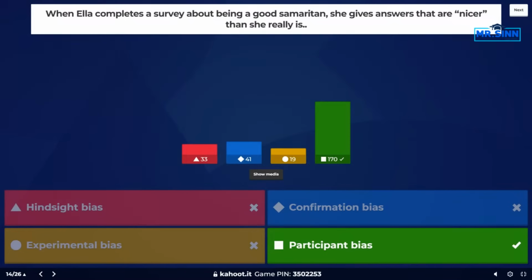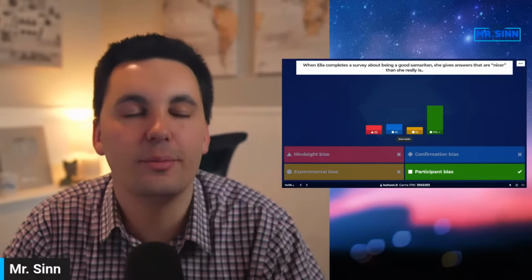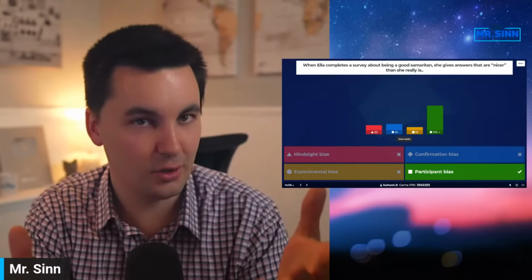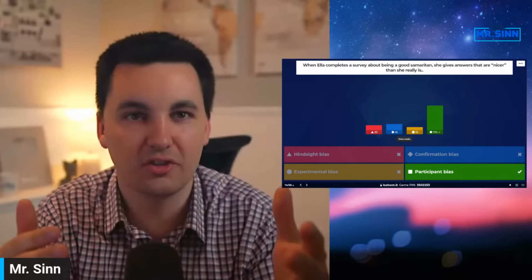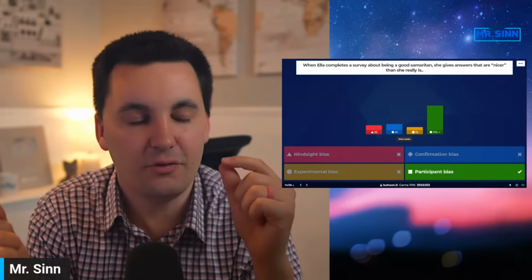Yes, participation bias. Remember, experimental bias is going to be unintentional bias from the researcher side. So they're not intending to do it, but it could be how they're wording things, how they're handling a participant, things that could be unconscious. They don't even realize it's happening. If it's intentional, that's fraud.